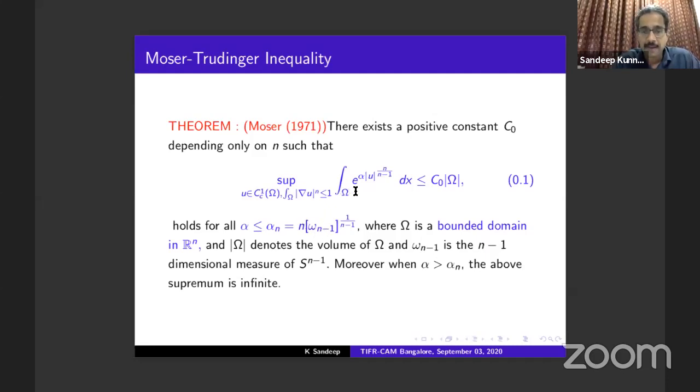Okay. So he showed that if this alpha is bigger than this alpha_n, then this supremum is going to be infinite. In other words, the best constant in this inequality is this number alpha_n, which is n times omega_{n-1} to the power 1/(n-1). Okay, so this constant is sharp, and that was the result of Moser. And this inequality is what we call today the Moser-Trudinger inequality. So in future, when I refer to the Moser-Trudinger inequality, I mean this type of inequality with the optimal constant, alpha equal to alpha_n. For example, when n is equal to 2, this alpha_n is going to be equal to 4 pi, just for your information. Okay.